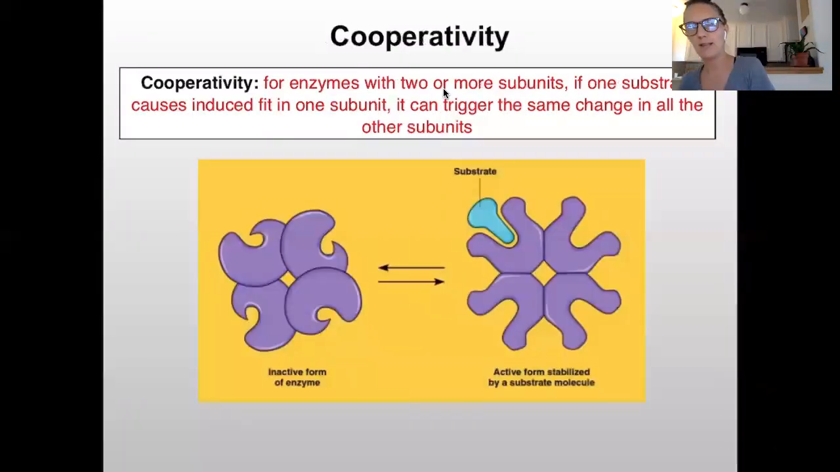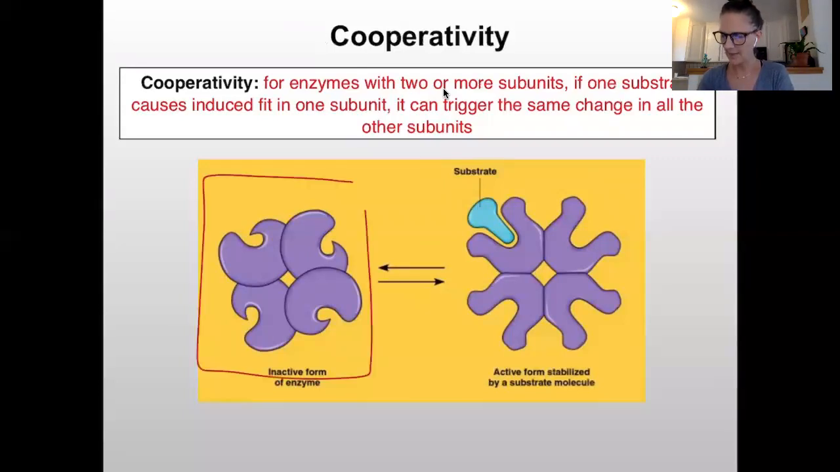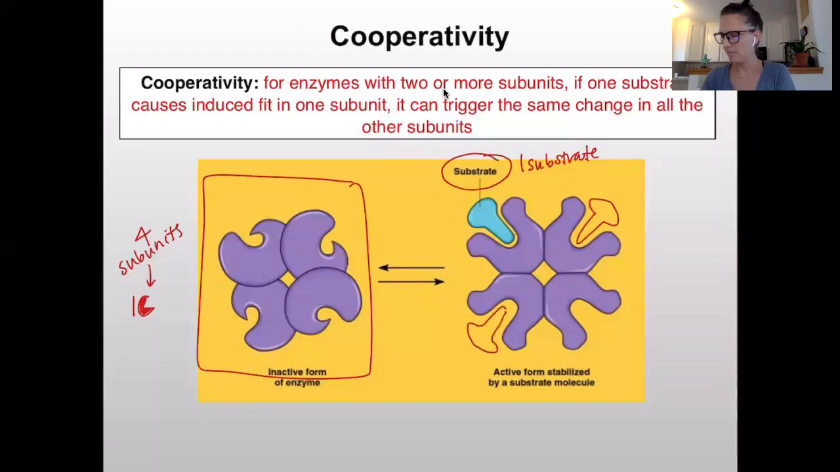The last way that we can regulate enzymes is through a process called cooperativity. Here, for example, we have an enzyme that has 4 subunits. So we have 4 subunits that come together to make a single functional enzyme, right? One enzyme here. And what we see is that if you bind one substrate, that will then open up the sites so that we can bind all of them, right? So if one substrate binds, it causes an induced fit conformational change, which then can trigger all the other ones to bind as well.